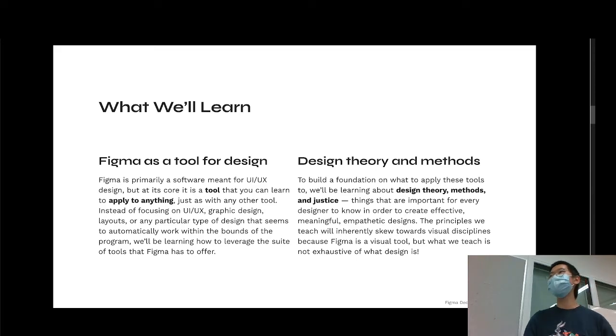Design theory and methods are going to be coming in throughout each lecture following this one to build a foundation to apply those tools to. So we'll talk about theory, like color theory, composition, Gestalt principles, methods, and design justice, things that are really important for a designer to create something that is not only useful, but effective, it's meaningful, it's empathetic, it works well, and it communicates with people.